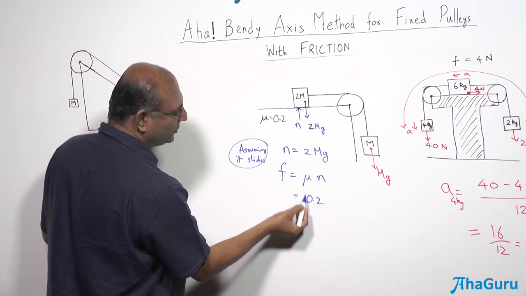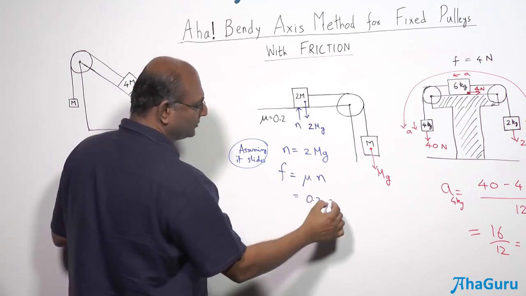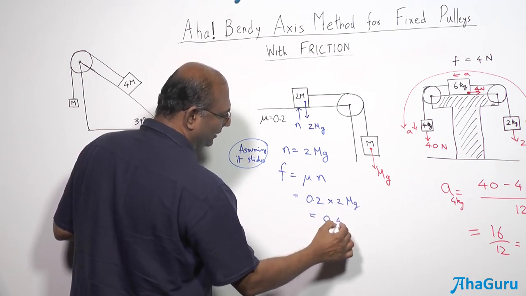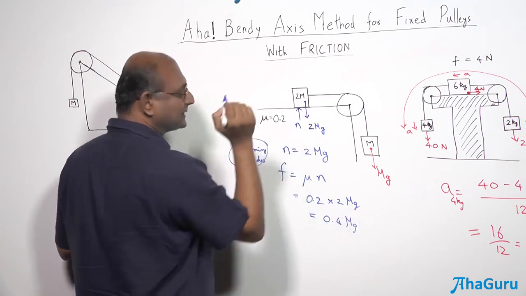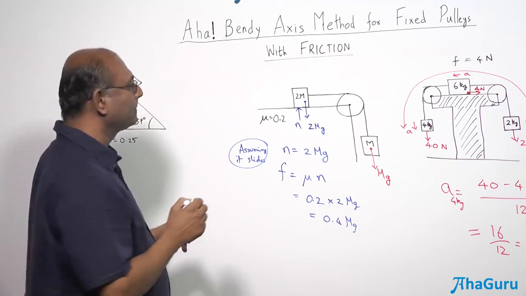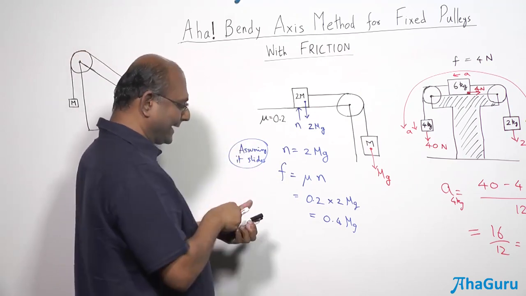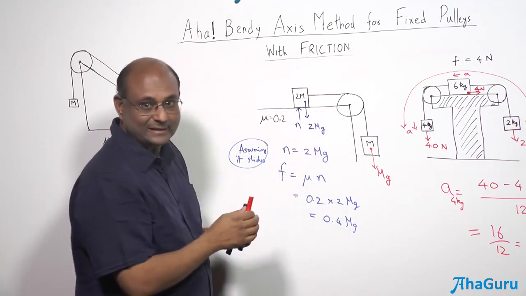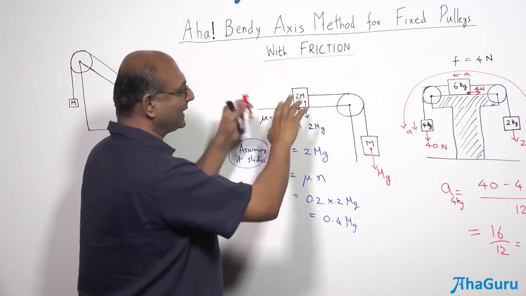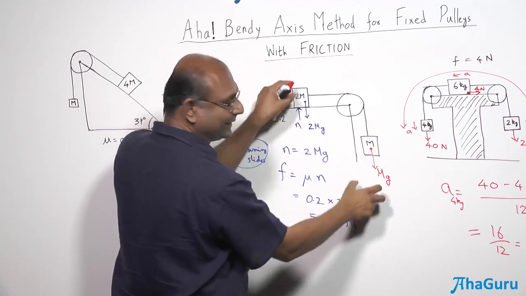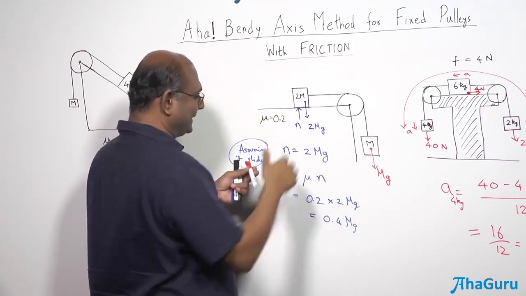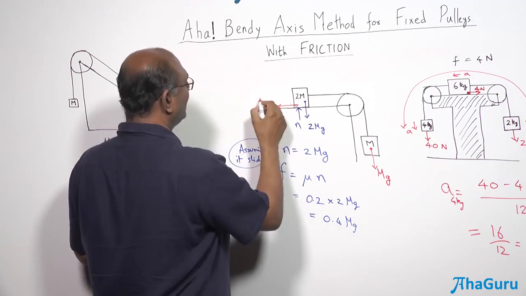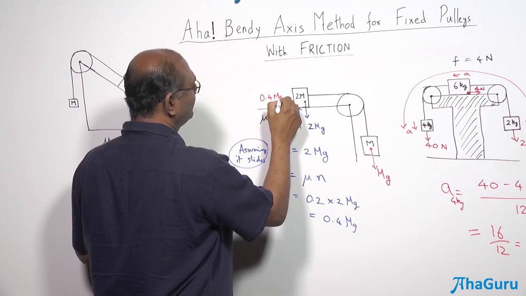So 0.2 is mu times the normal force, which is 2 mg, and so this is 0.4 mg. So that means there is a friction force of 0.4 mg. Which direction is it going to act in? Well, just imagine if this started from rest. I'm assuming that these are all starting from rest. It is going to move like this, so it's going to slide like that. And so the friction force on this fellow is going to be like this, 0.4 mg.